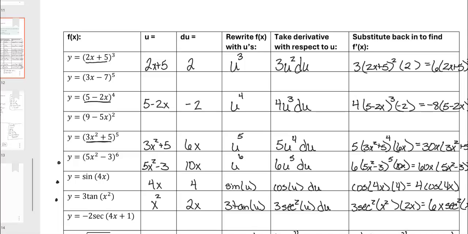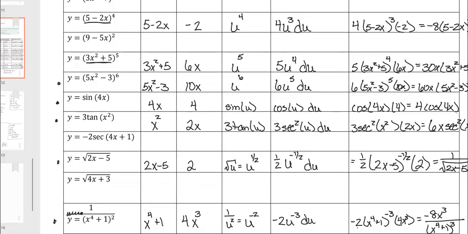So here we would bring the 4 down, subtract 1 from the exponent, derivative of the inside. Even here, this would be sine of u. Derivative of sine is cosine, derivative of the outside function. And then we take the derivative of the inside function and we multiply them together.